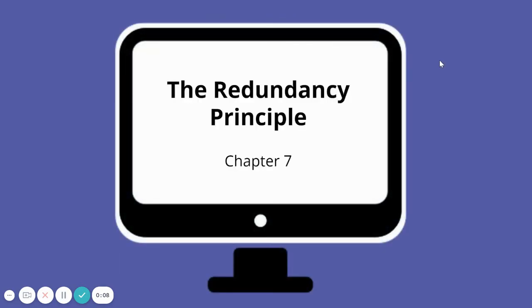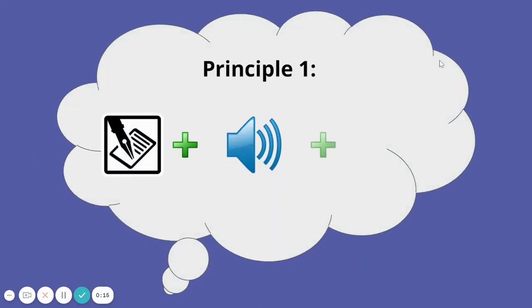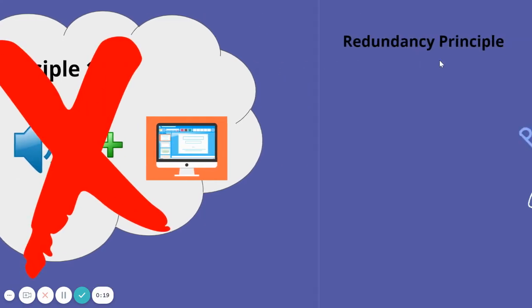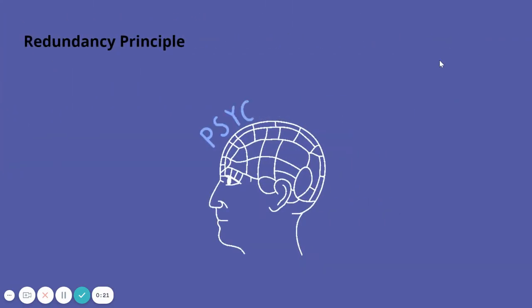The redundancy principle. Principle 1 states, do not add screen text to narrated graphics. This is a no-no. If the on-screen text is the same as the narration, it's what we refer to as the redundancy principle, which can affect the degree to which a person learns.